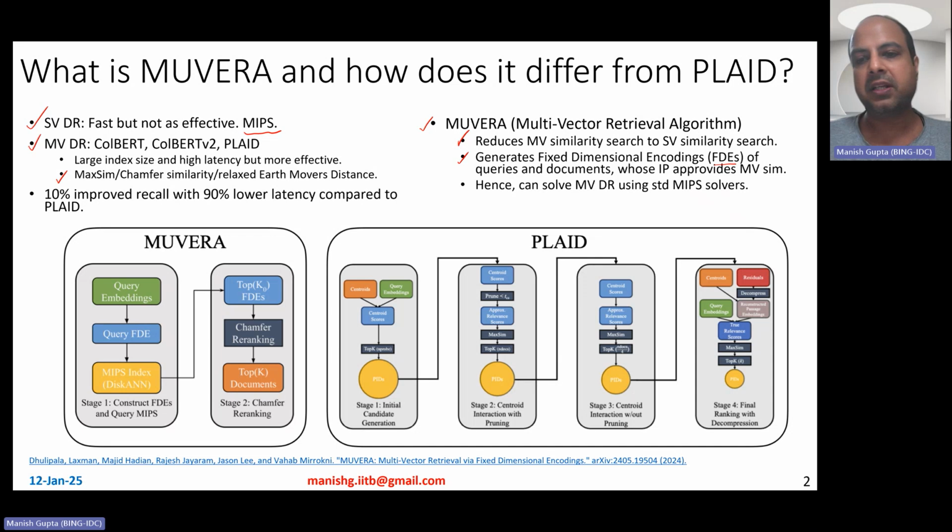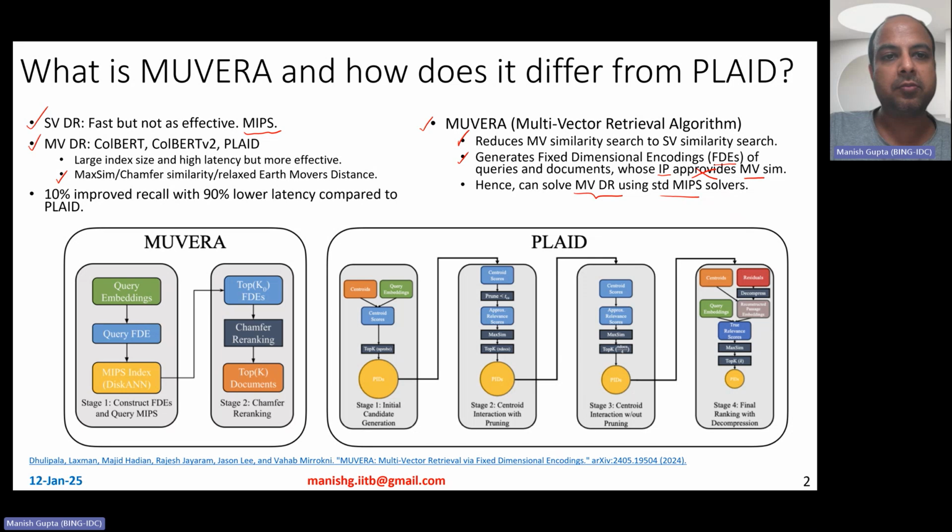So what it does is map these sets to fixed dimensional single vector encodings. Effectively, it reduces multiple vector representations for a query to one vector. Similarly, it reduces the multi-vector representation for a document to one vector, such that their inner product approaches the multi-vector similarity, right? So it tries to approximate the multi-vector similarity using a single vector representation that is obtained in a specific manner, which I'll describe in the next slide. Hence, you can solve the multi-vector retrieval problem using standard MIPS solvers.